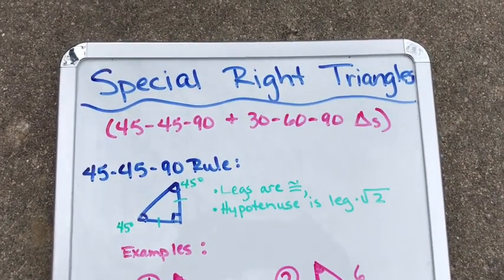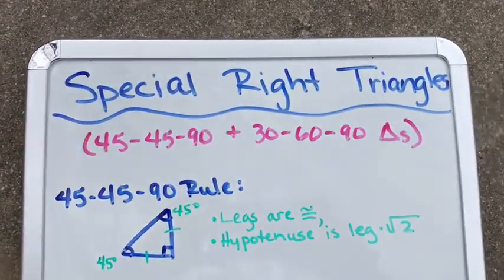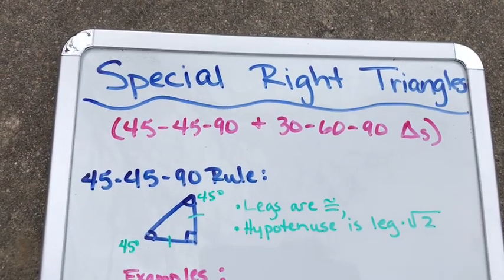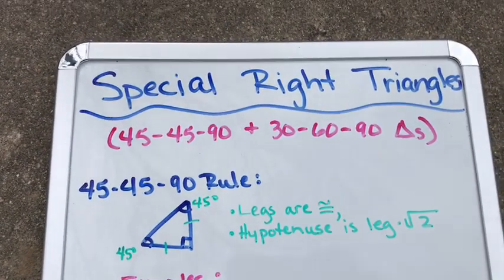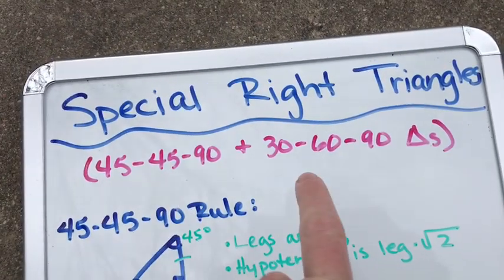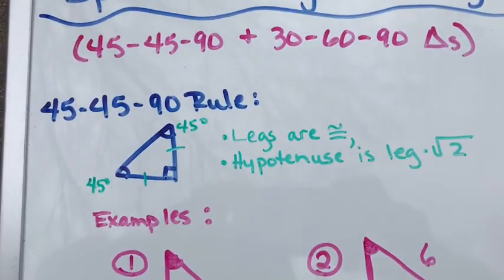Bye. All right, so now for these shortcuts you've all been waiting for. Shortcuts for right triangles instead of using the whole Pythagorean theorem. These only work in special right triangles, if their angles are either 45, 45, and 90, or 30, 60, and 90. So here is the 45, 45, 90 rule.